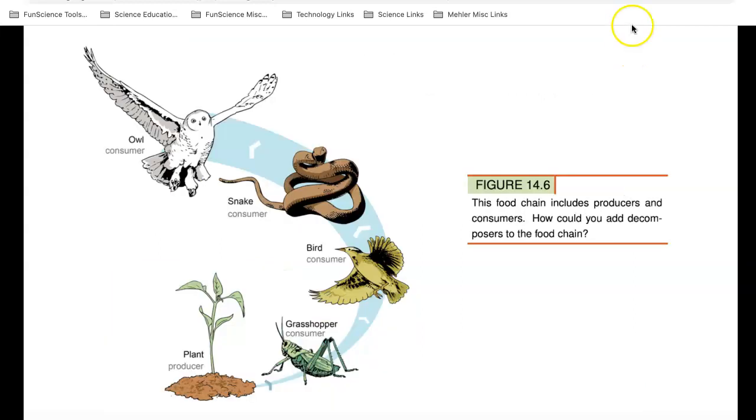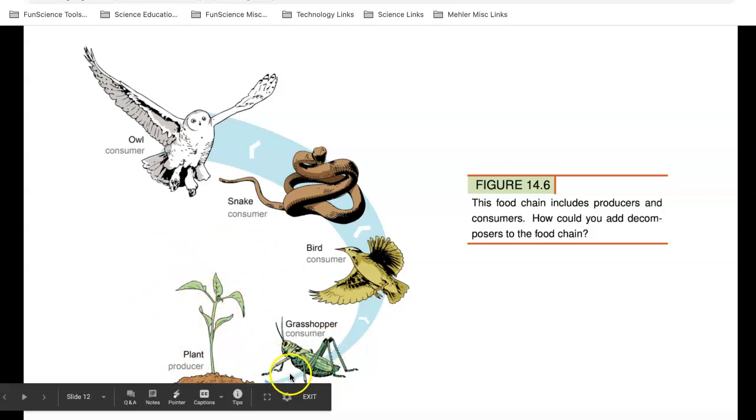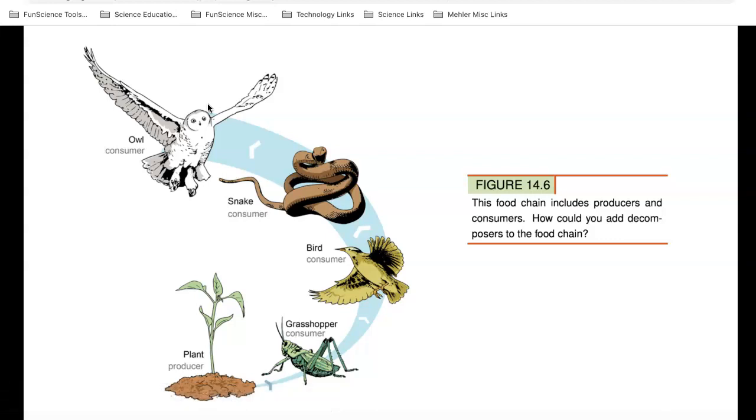We also mentioned earlier how important the flow of energy was. So here's our producer, the plant at the bottom, and you'll notice there's a blue line which goes up here. That blue line represents the energy moving in a chain, in this case, a very, very simple food chain, which goes from the plant to the grasshopper, to the bird, to the snake, and to the owl. So this is a food chain which includes both producers and consumers.